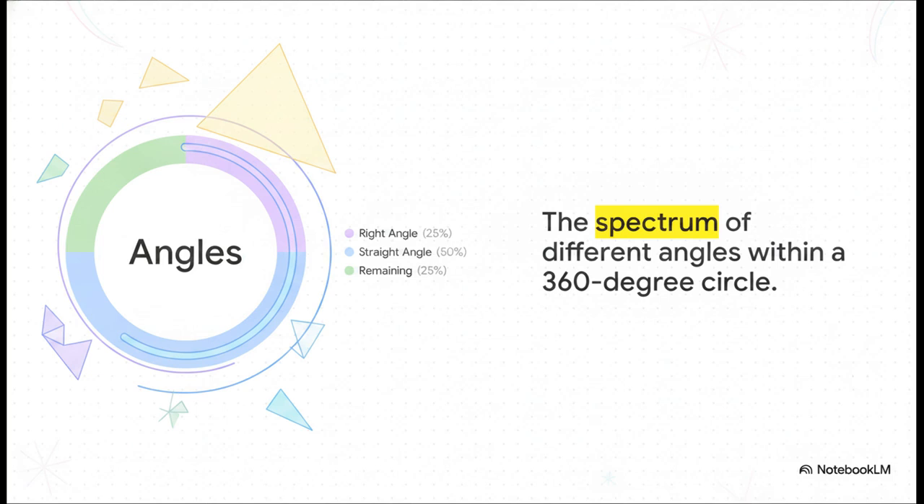A 90-degree right angle takes up exactly a quarter of that spectrum. If we double that and open the angle completely flat to exactly 180 degrees, we get a straight angle, which makes up exactly half of the 360-degree circle. There are other types too, like acute angles smaller than 90, obtuse angles between 90 and 180, and reflex angles over 180, filling out the rest of the wheel.